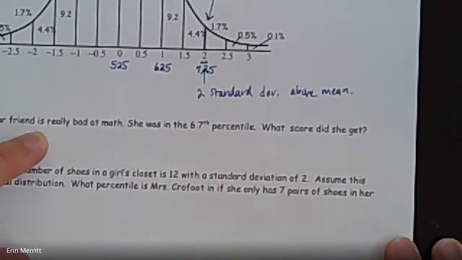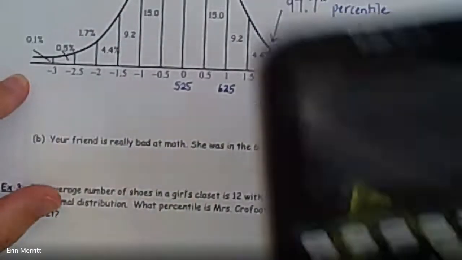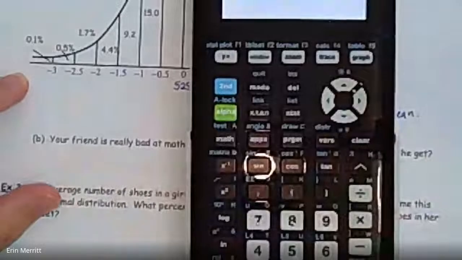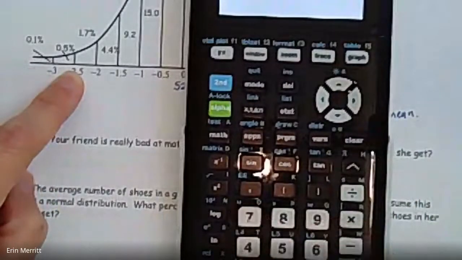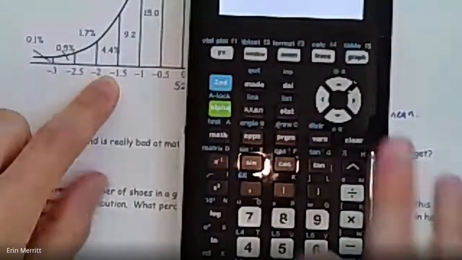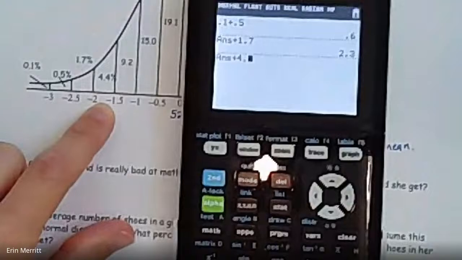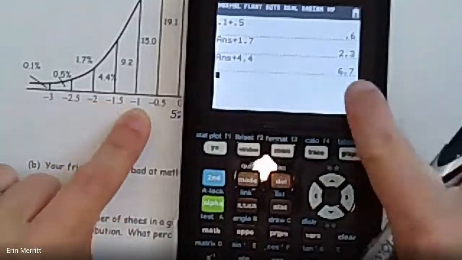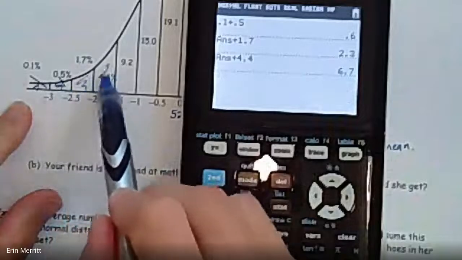Okay, 6.7 percentile. Start on the left side and keep adding up until you hit 6.7. So if we do 0.1 plus 0.5, you know that's not enough. Plus 1.7, still not enough. Oops, I'm so sorry. I'm adding and I'm off the screen there. Plus 4.4. There we go. That's it. So I want to include this chunk, and the 4.7.